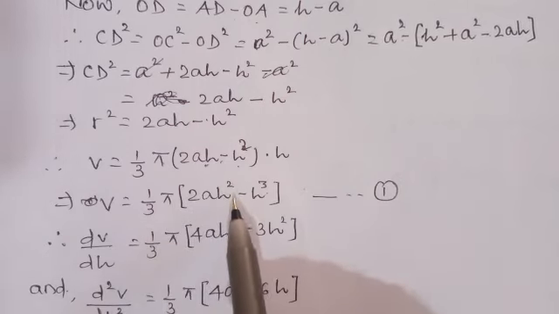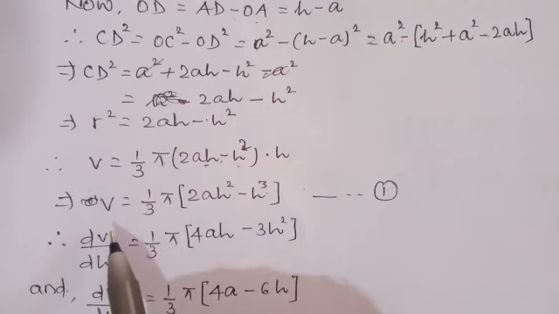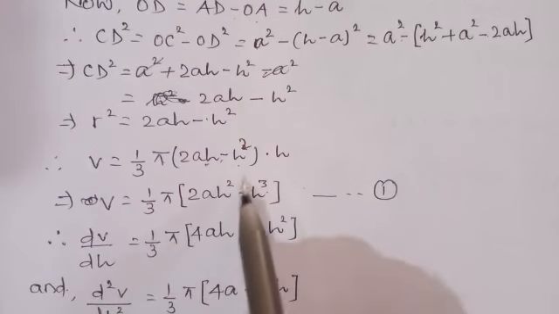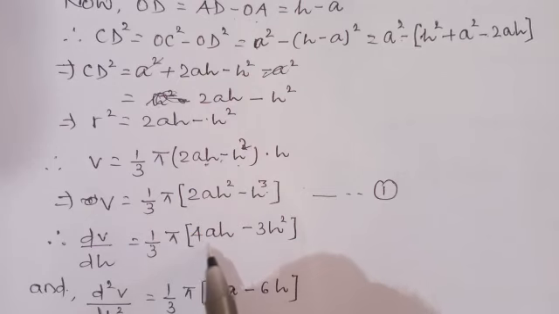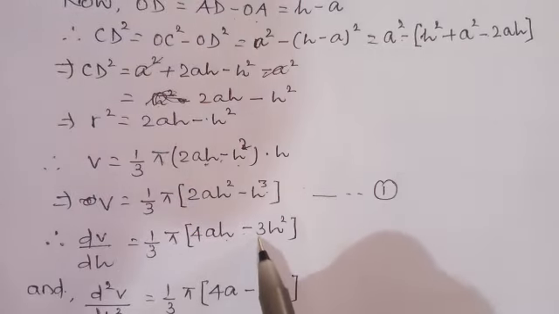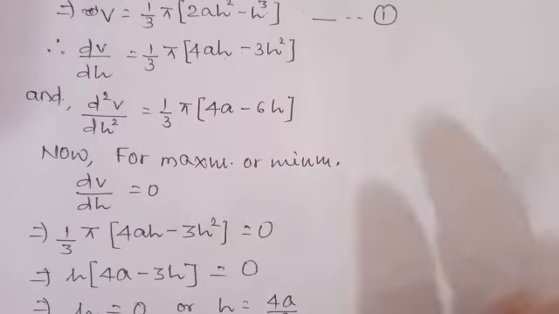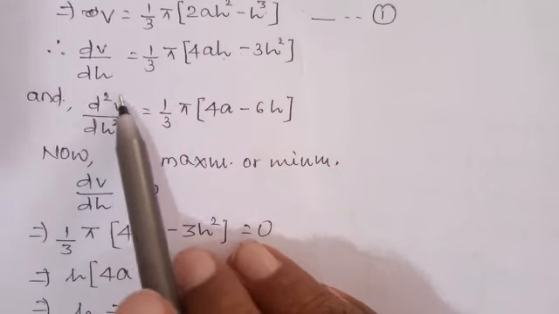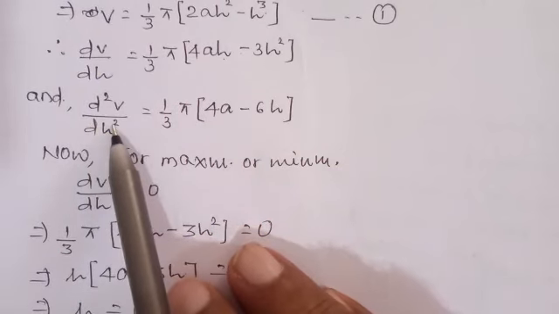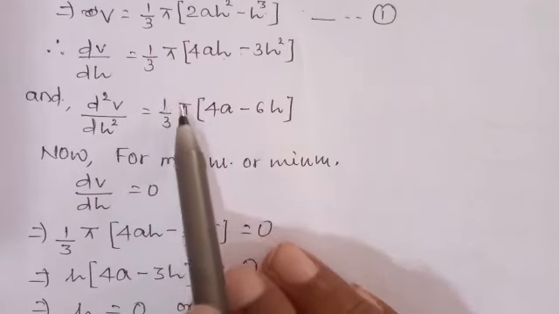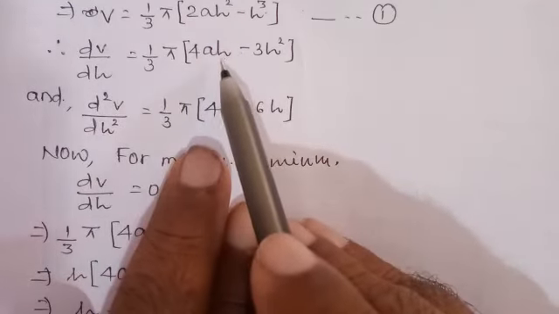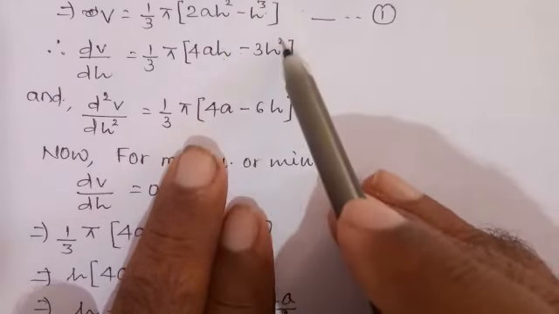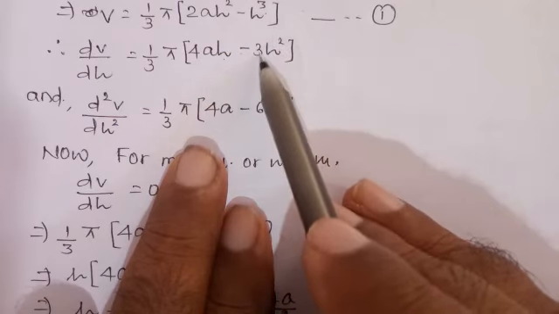Now differentiate with respect to h. So dv by dh is equal to 1 by 3 pi, this is 2 into 2, 4ah minus 3h square. Differentiate again with respect to h. So d2v by dh square, 1 by 3 is again 1 by 3, pi is again a constant. Here differentiation of h is 1, so it becomes 4a, and h square gives 2h into 3, that is 6h.